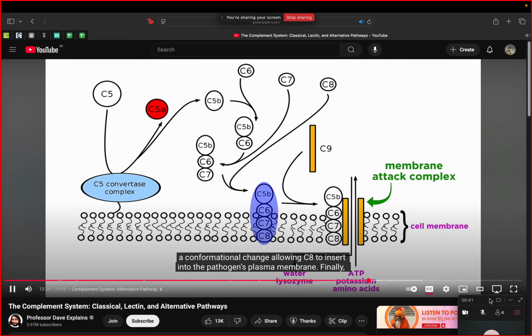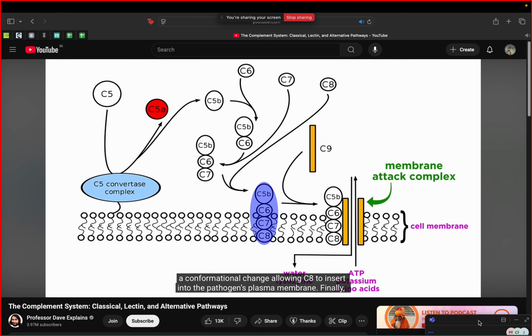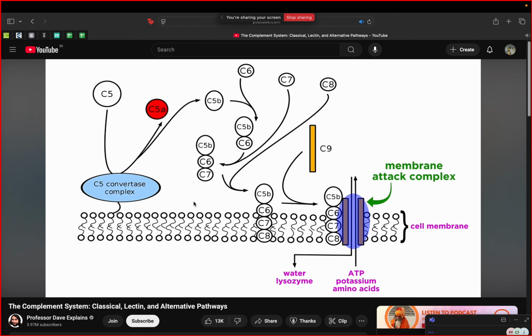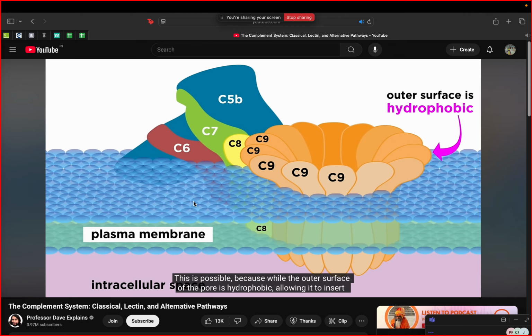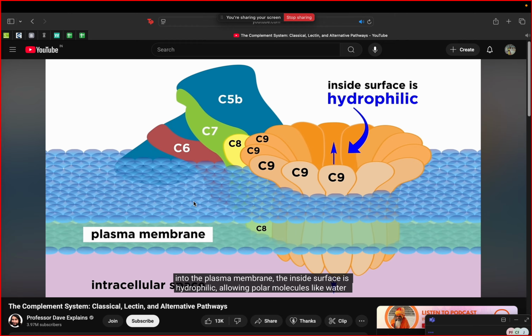Change, allowing C8 to insert into the pathogen's plasma membrane. Finally, 10 to 16 molecules of the terminal complement protein C9 polymerize within the cell membrane to form a pore that allows water and solutes to flow out of the pathogen, leading to death. This is possible because while the outer surface of the pore is hydrophobic, allowing it to insert into the plasma membrane, the inside surface is hydrophilic, allowing polar molecules like water and ions to travel freely through it.